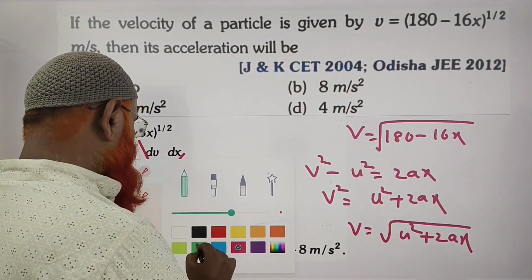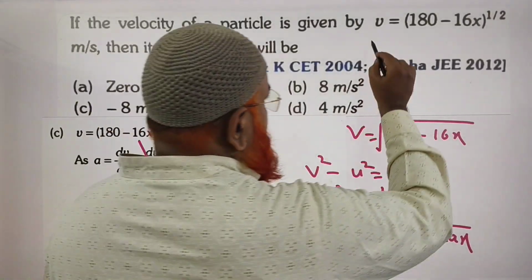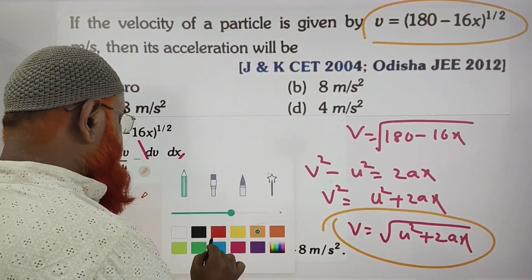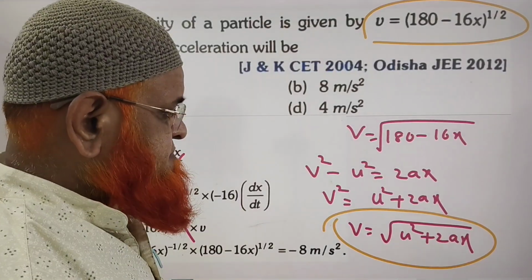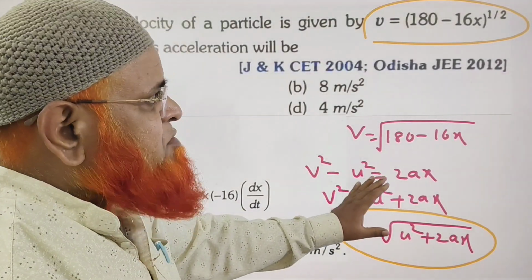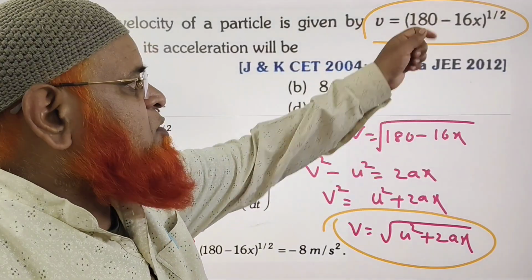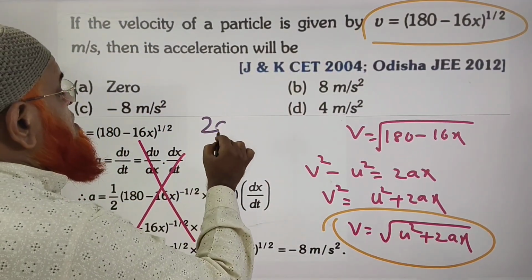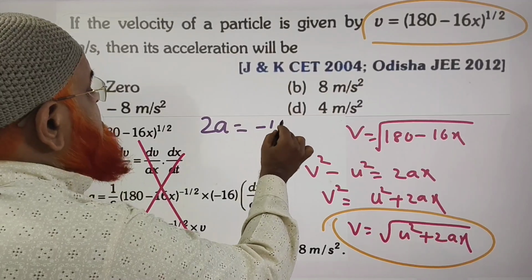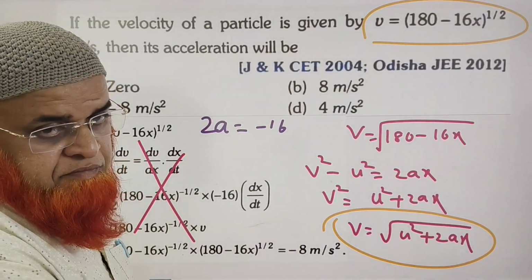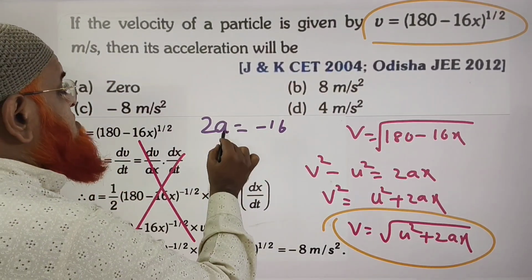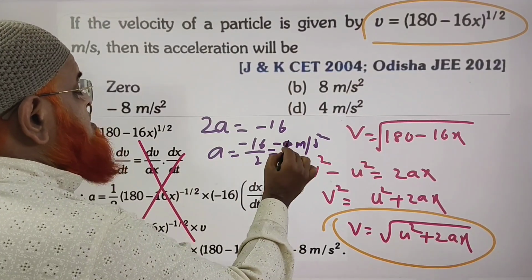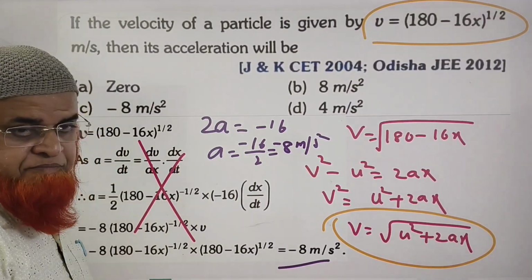Now what you have to do, you have to just compare these two equations. You can take this equation and this equation, compare them and find the solution. By the general equation, I am solving this problem. So instead of 2a, what is present there? Minus 16 is there. Right? So a is equal to minus 16 divided by 2, which is nothing but minus 8 meter per second square. Answer is ready.